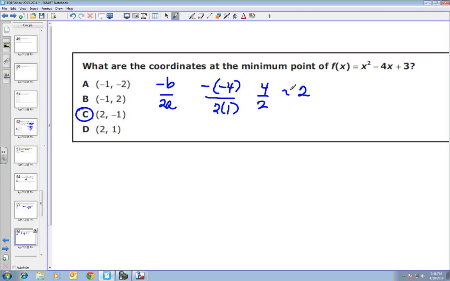Now, we got my x value is 2. To find my y value, I would plug that in, and I get 4 minus 8 plus 3, negative 4 plus 3, negative 1. So 2, negative 1. Okay.